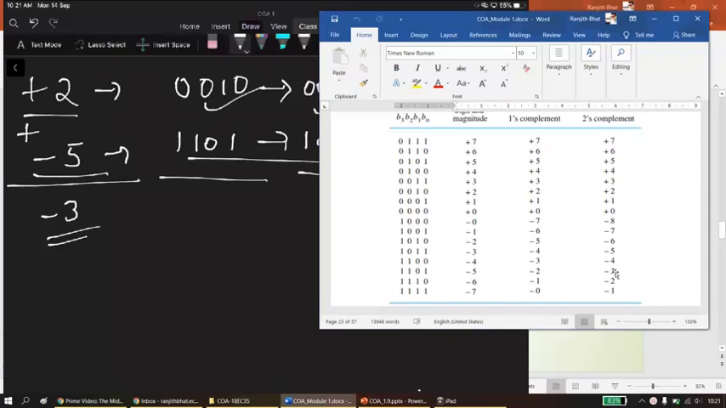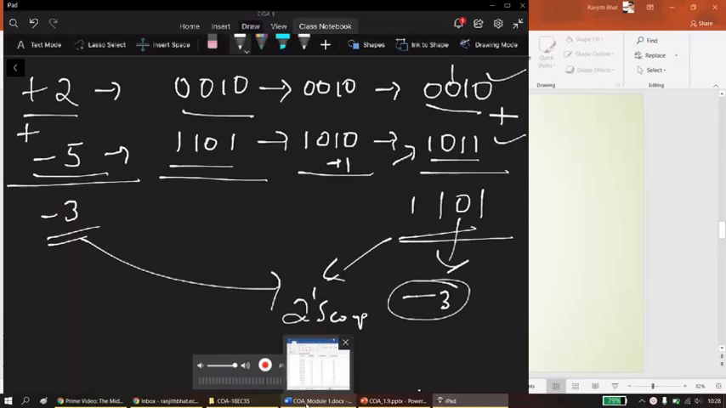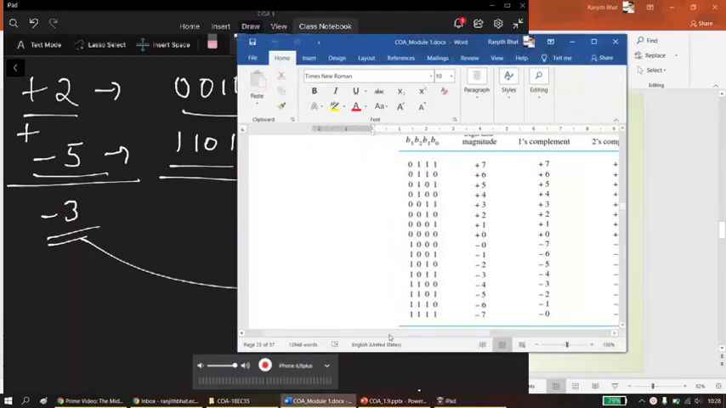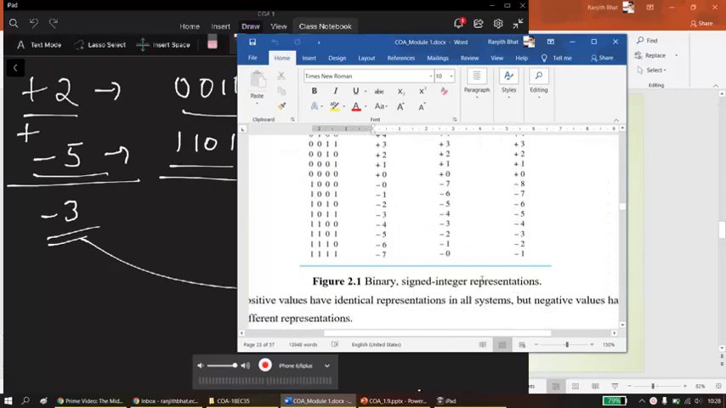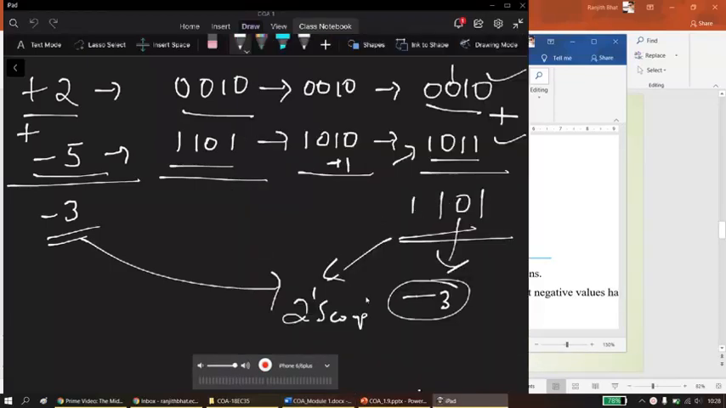So once you are adding, you get this particular result. You are taking the 2's complement of minus 5 and the 2's complement of plus 2. This is what we are going to get. So if you remember the table, 1 1 0 1 is nothing but minus 3. 1 1 0 1 is a negative 5 in magnitude, but in 2's complement it is minus 3. So this is what we have already got. So the final answer will be in 2's complement method.